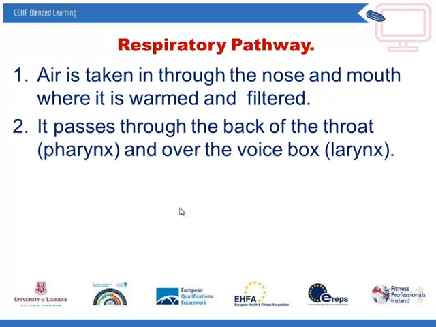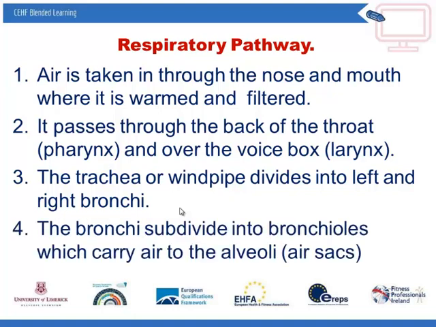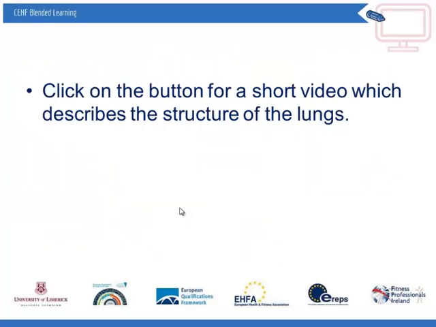The air then passes over the back of the throat, the pharynx, and over the voice box, the larynx, and then it continues down the trachea or the windpipe, which divides into left and right bronchi. From there then the bronchi subdivide into bronchioles, and the air then is carried through those bronchioles into the alveoli or air sacs. So to review the structure of lungs, click on the button here for a short video.